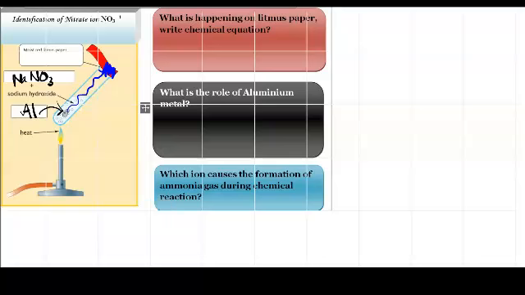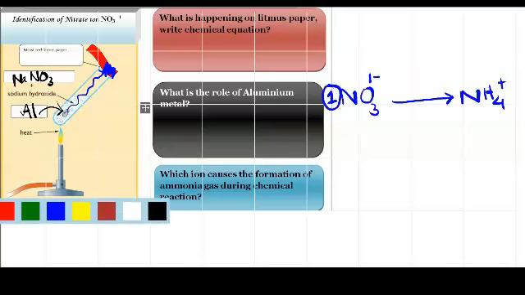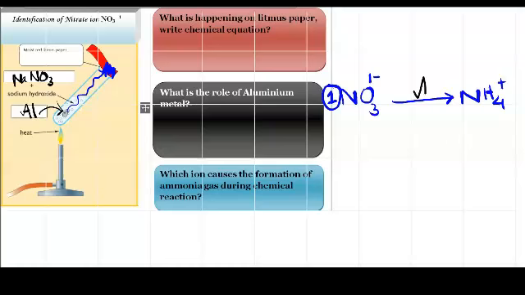These nitrate ions basically converted into ammonium ion. This is the first step which I would like to explain. Nitrate ion converted to ammonium ion. So, which thing converts the nitrate ion into ammonium ion? Aluminum metal. So, what is the role of aluminum metal?